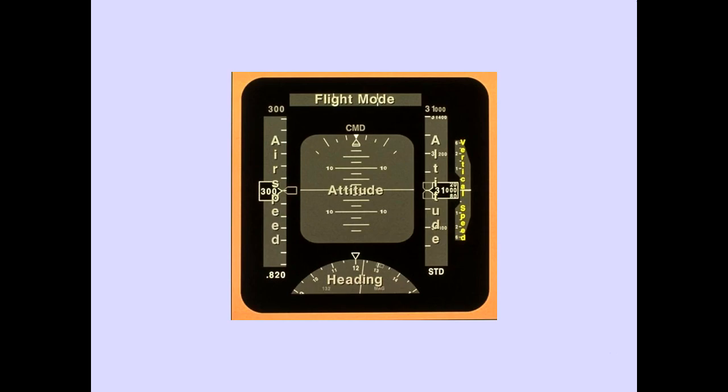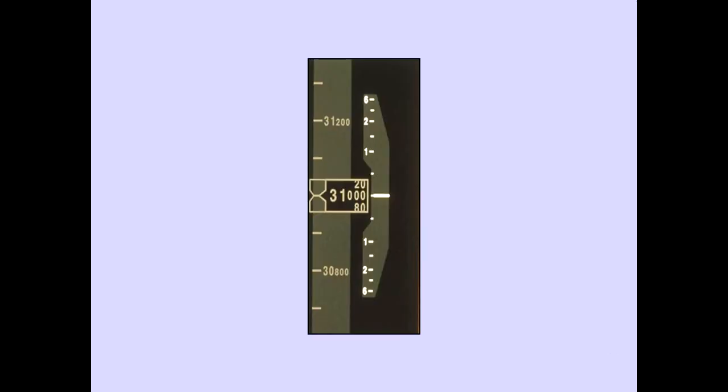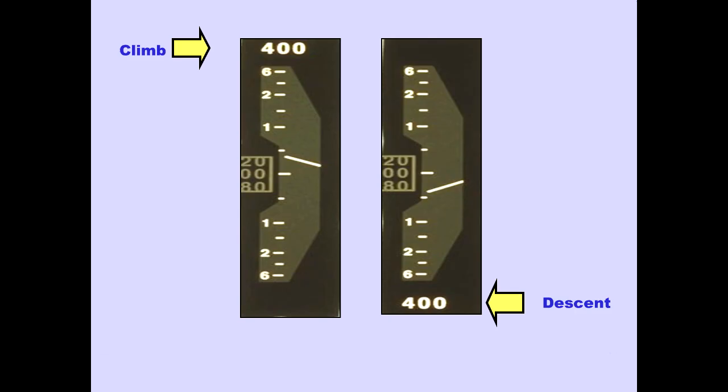Now let's discuss the vertical speed indication. The vertical speed indication is located on the right of the PFD. Vertical speed information is provided by the selected IRS and air data computer. A vertical speed greater than or equal to 400 feet per minute will be digitally displayed above or below the indication.